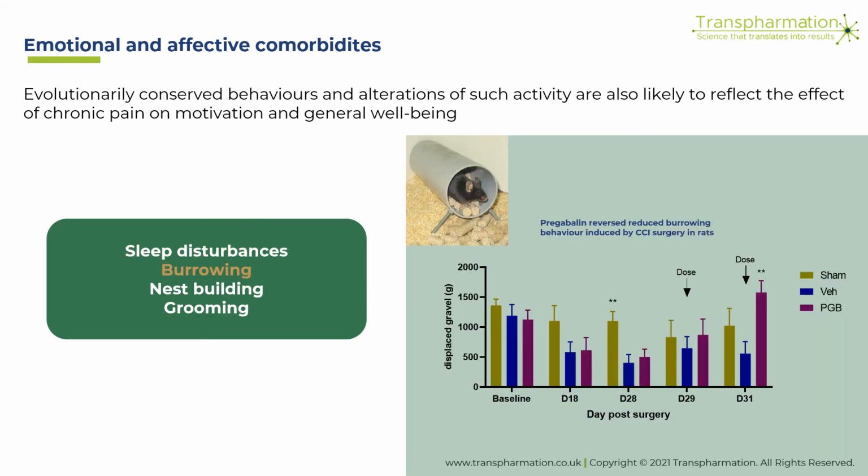We have also looked into burrowing behavior in a model of traumatic neuropathic pain, and we have observed a reduction in this behavior in the affected animals, which was reversed by pregabalin treatment. And although this data is not shown here, we have seen similar results in a model of diabetic neuropathic pain.